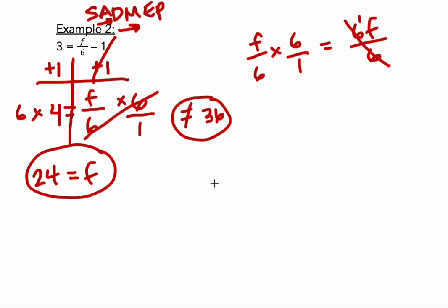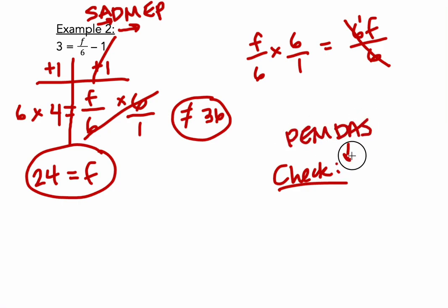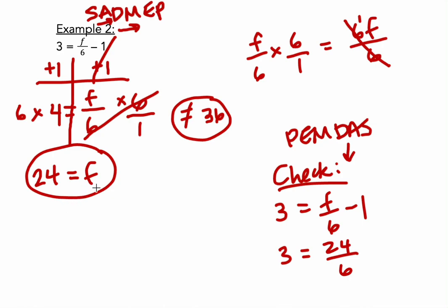Now again, let's say I'm not really sure if that's correct. There's a fraction in the problem. I'm taking a test and I just want to double check. You can do that on the side. Remember, you solved the problem by using SADMEP, so you're going to check the problem by using PEMDAS. Okay, so I'm just going to rewrite the problem. And instead of f, I'm going to put in 24 because that's the answer that I got over here.